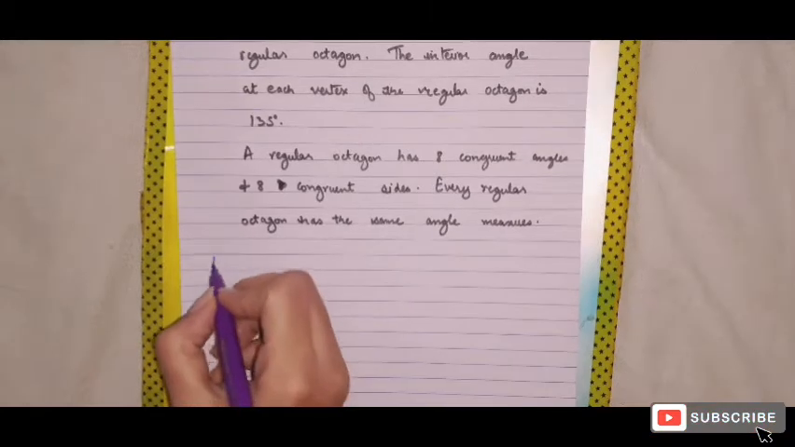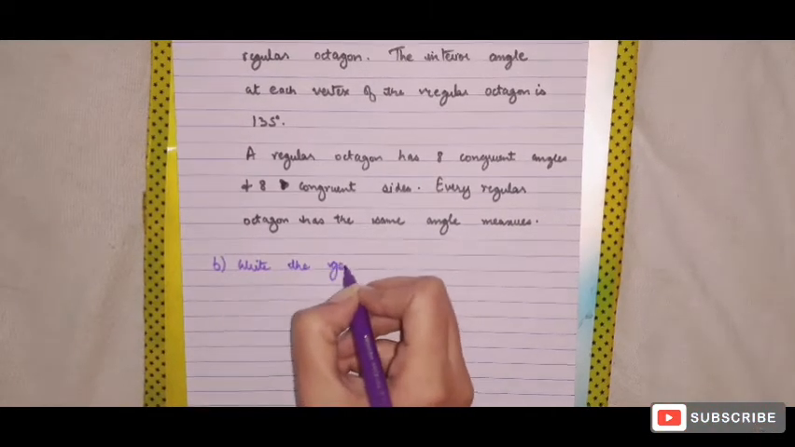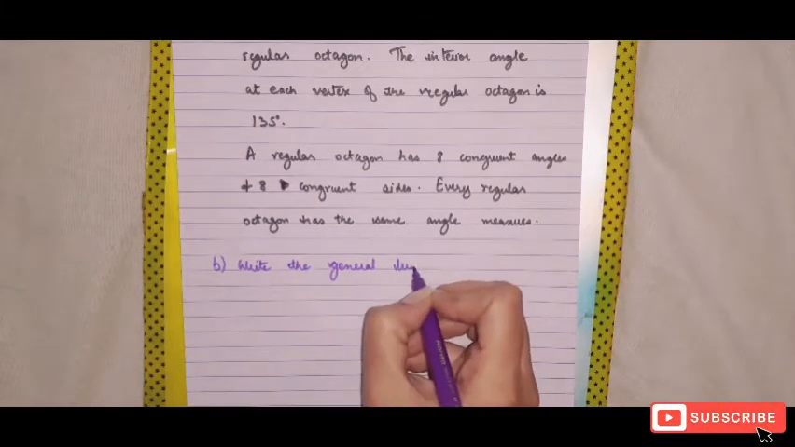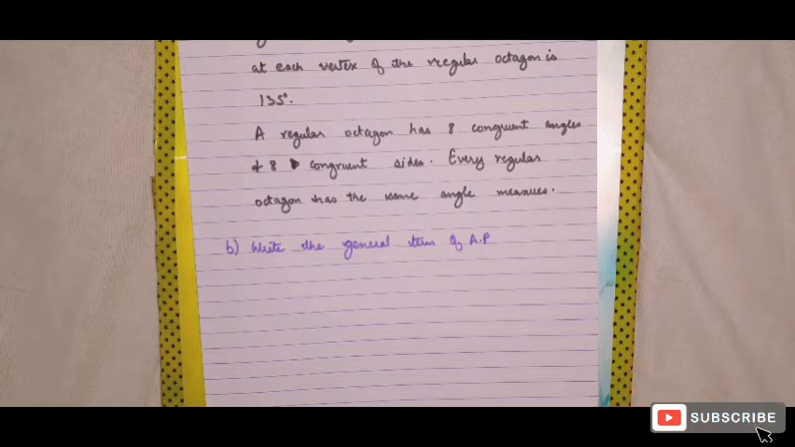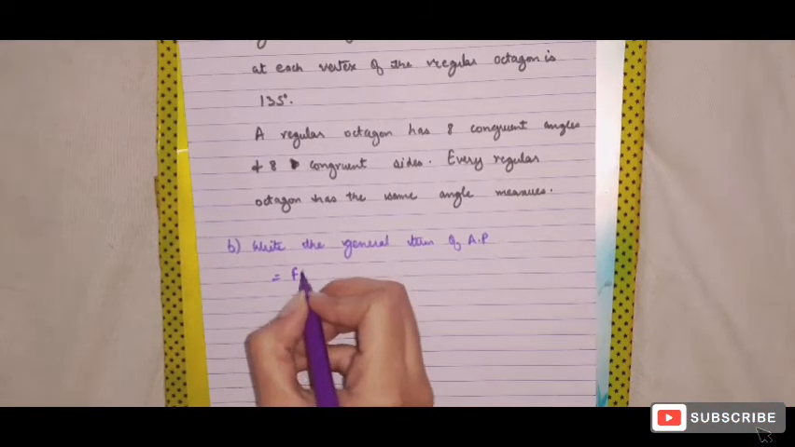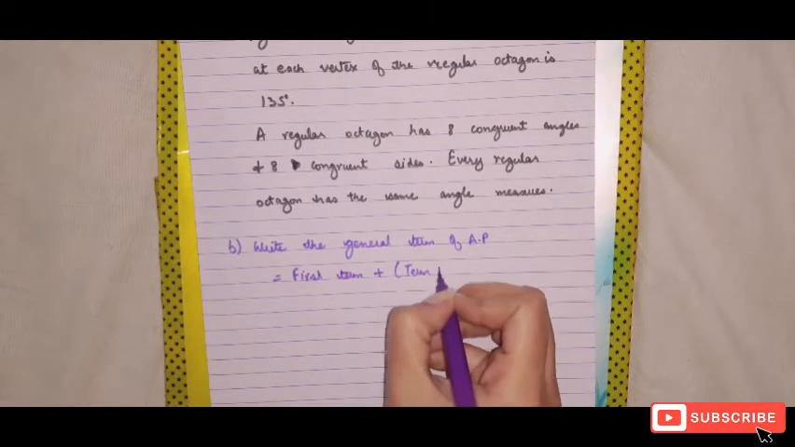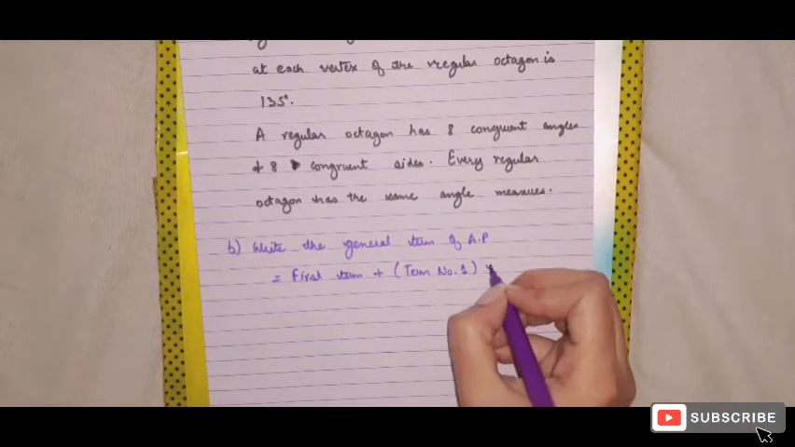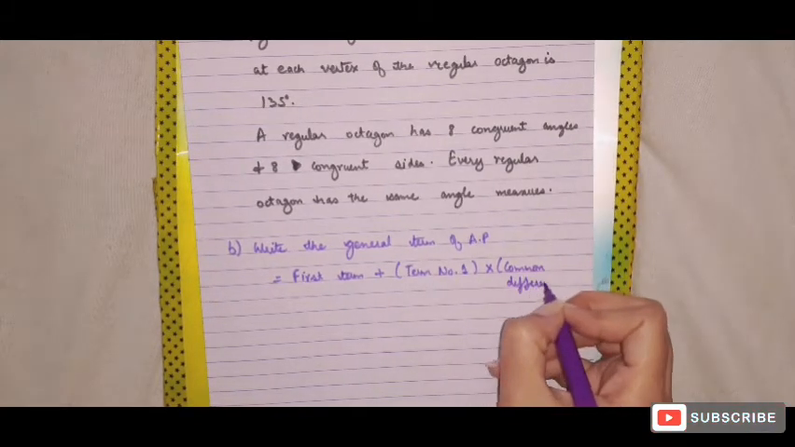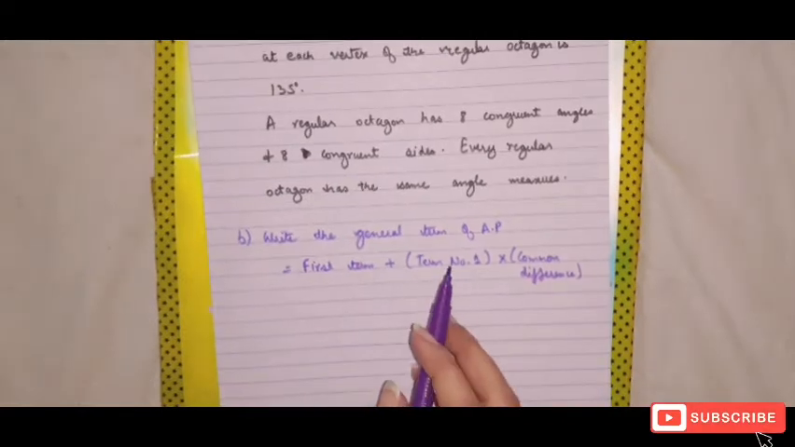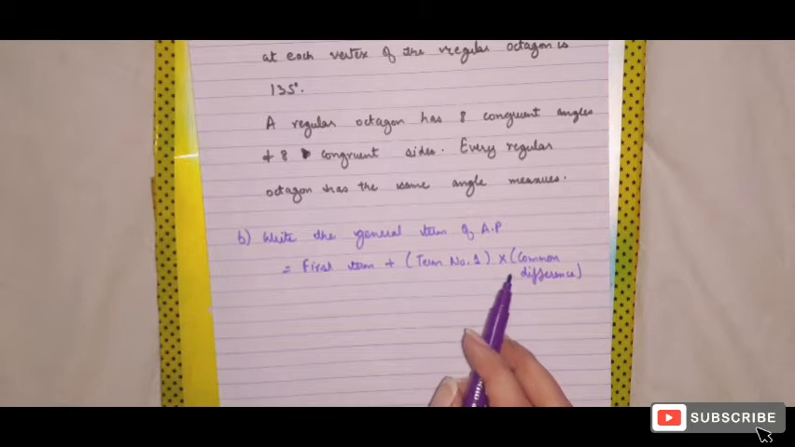And next question is, write the general term of AP. The general term of an arithmetic progression is equal to the first term plus (term number minus 1) multiplied by the common difference. So this is the general term of arithmetic progression: first term plus (term number minus 1) multiplied by the common difference.